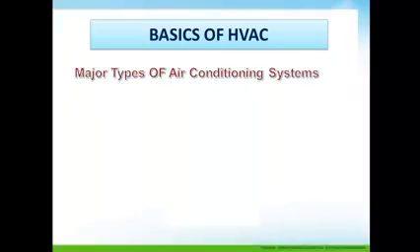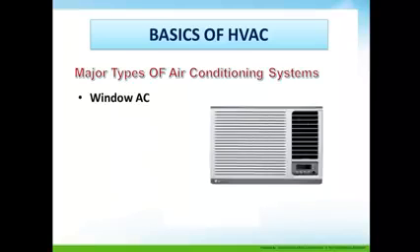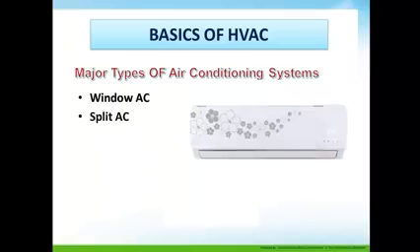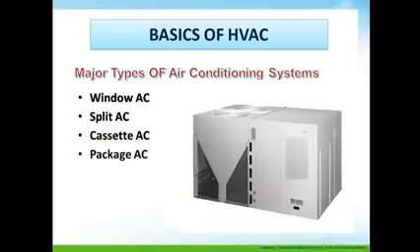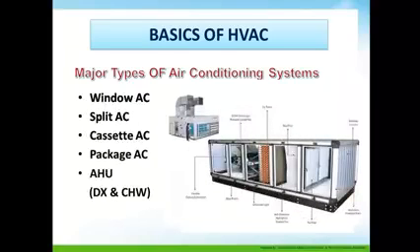Major types of air conditioning system: window AC, split AC, cassette AC, package AC, and AHU, air handling unit, which can be either DX or chilled water system.